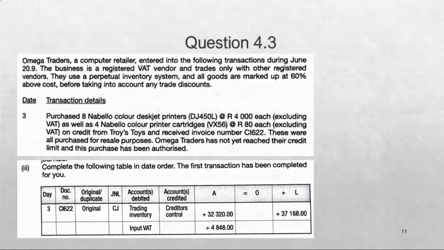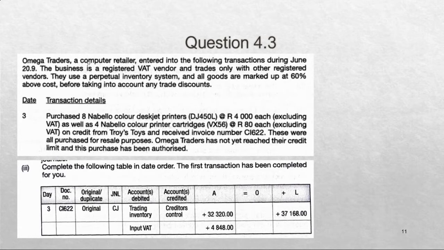Okay, so let's quickly look at this transaction here at the bottom. They tell us we purchased 8 Mabello color desk printers at 4,000 Rand each, excluding VAT. So the VAT has not been accounted for. As well as 4 color printer cartridges at 80 Rand each, on credit from Troy's Toys, and received invoice number CI622. These were all purchases for resale purposes and have not reached the credit limit.